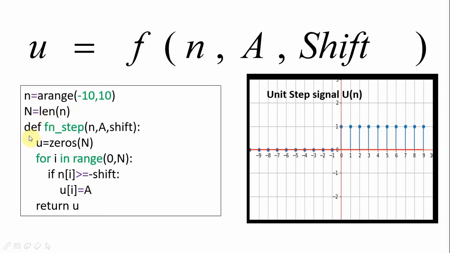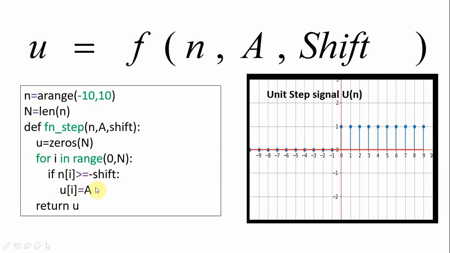And we define a step signal by the function fn_step, which is a function of discrete time n, the magnitude a and the shift. We initialize an array u with zeros by this command, u equals zeros(N). So this is an array consisting of only zeros. How many zeros is decided by this argument, capital N. So capital N number of zeros are organized to form an array named u.